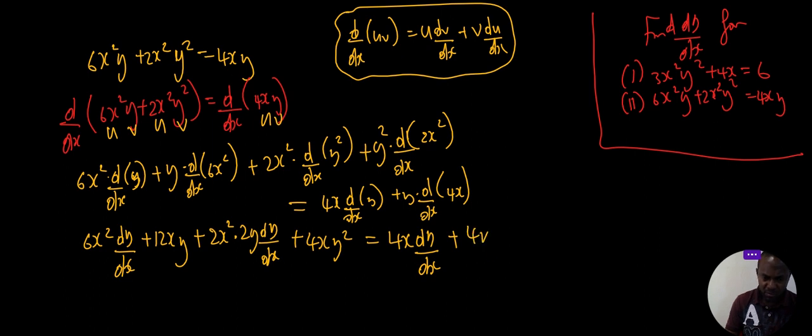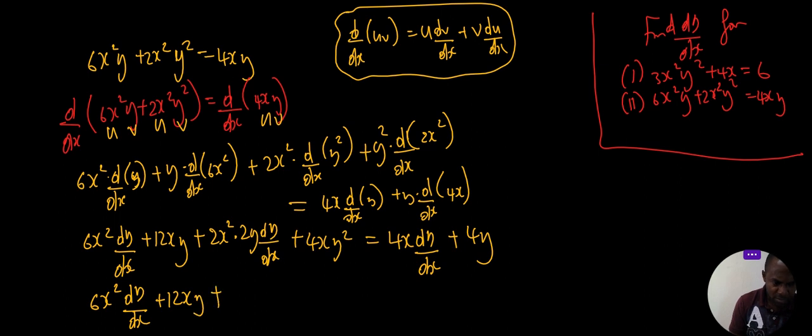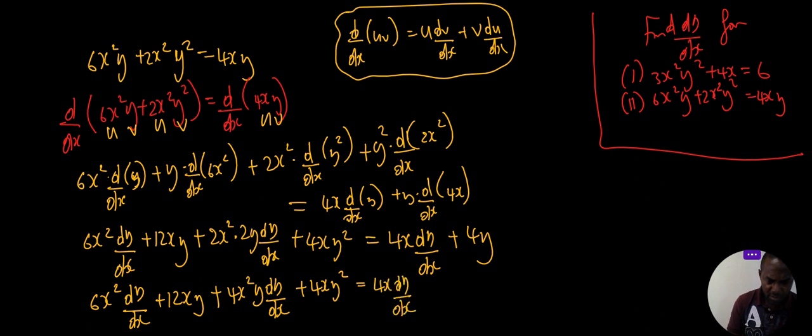So this is plus 4y. So having done that, we can proceed. So let's write this another time. We can write 6x squared dy by dx plus 12xy plus, this right here is 4x squared y dy by dx plus 4xy squared is equal to 4x dy by dx plus 4y.